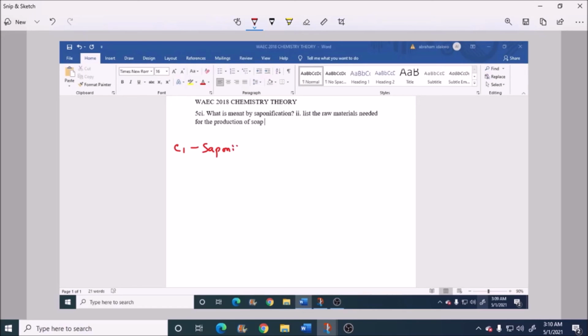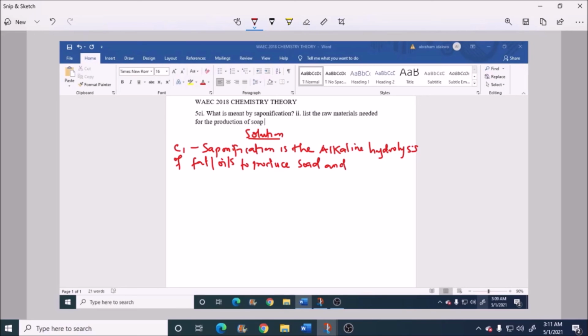Saponification is the alkaline hydrolysis of fats and oils to produce soap and propane-1,2,3-triols.